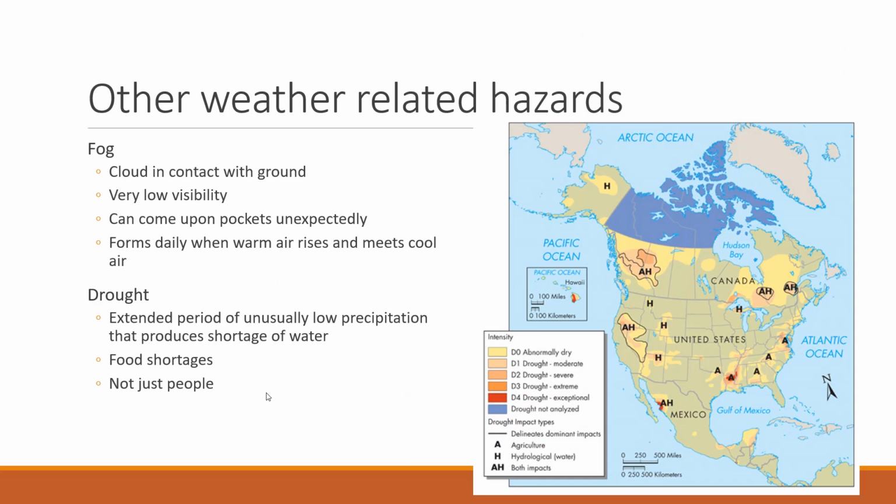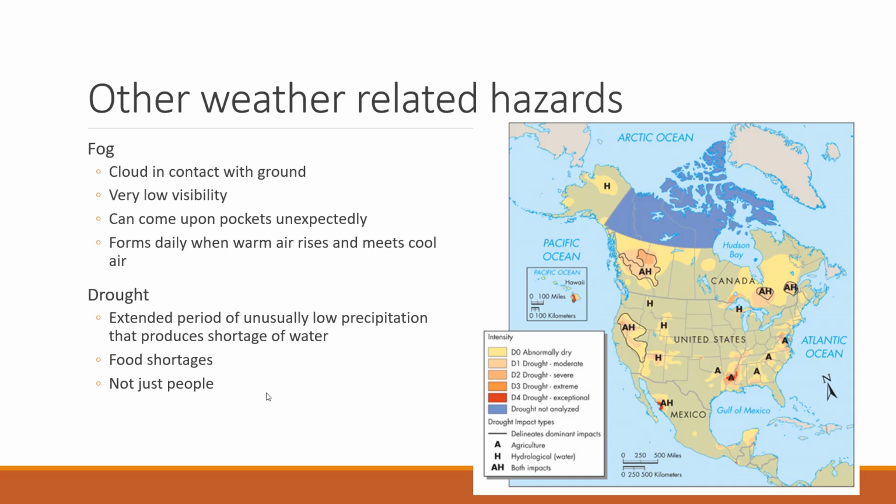There are other weather-related hazards as well. Fog is when we have a cloud in contact with the ground. This leads to very low visibility. You can come upon pockets of fog very unexpectedly, especially in mountainous areas. Fog will actually form daily when warm air rises and meets the cool air from the night. So warm air coming off the ground surface meets the cooler air from the nighttime.